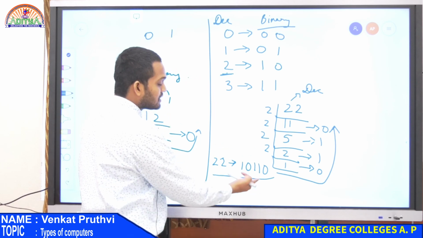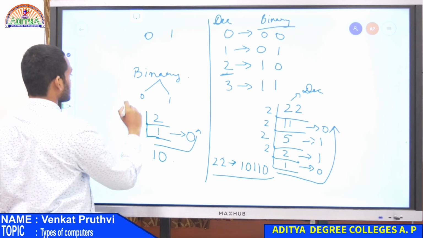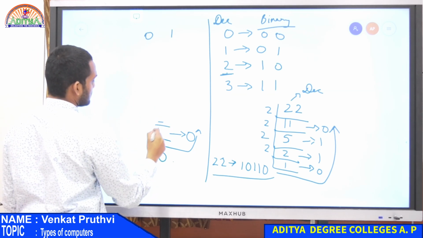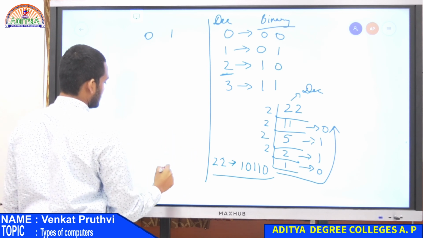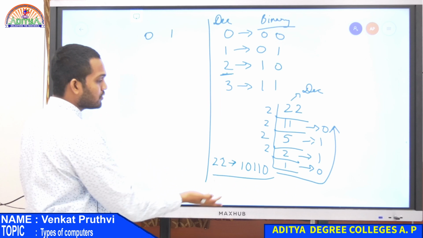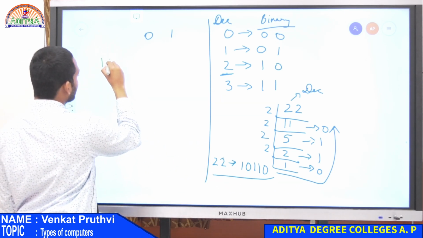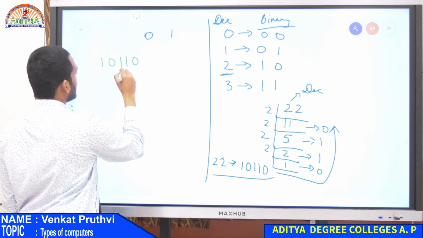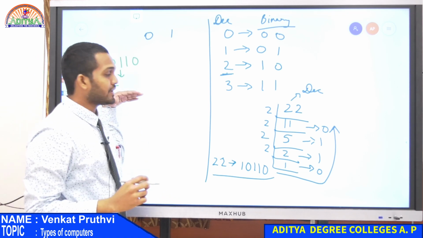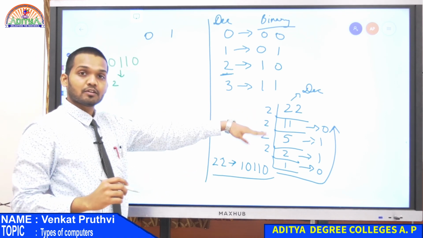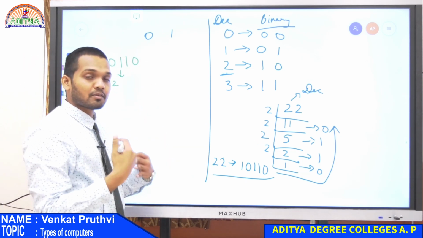Now, how do we check if this binary number is equal to 22 or not? We will see that also. We'll see how we can convert this binary number back to the decimal. That is, what is the binary number we got? 10110. We have to convert it back into 22. Now, when we are converting decimal number 22 into binary form, we were dividing it by 2. So, each number is a power of 2. That is how we convert it back into decimal.